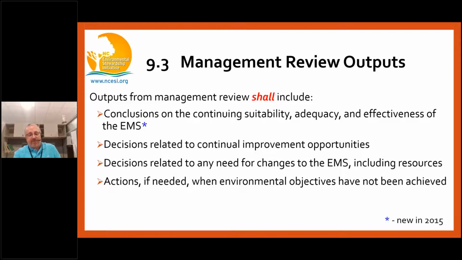Now, outputs from management review shall include conclusions on the continuing suitability, adequacy, and effectiveness of the EMS, decisions related to continual improvement opportunities, decisions related to any need for changes to the EMS, including resources. Okay, any need for changes, all about continual improvement. Actions if needed when environmental objectives have not been achieved. Okay.